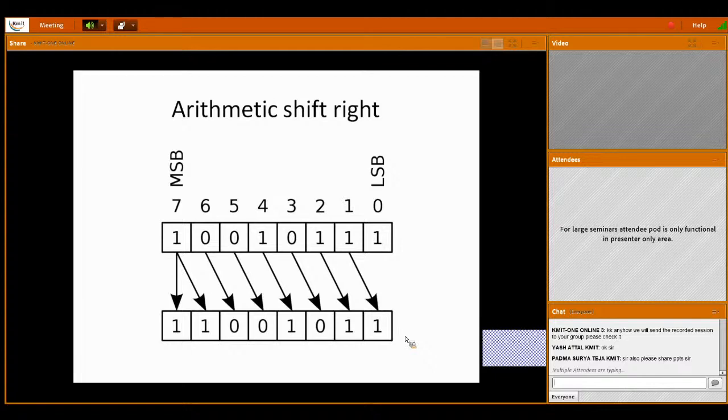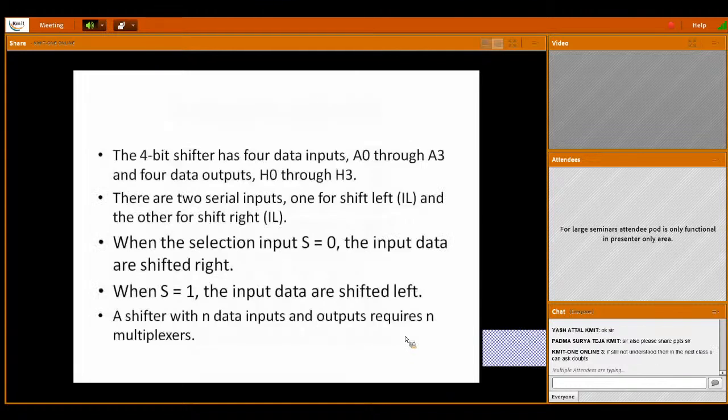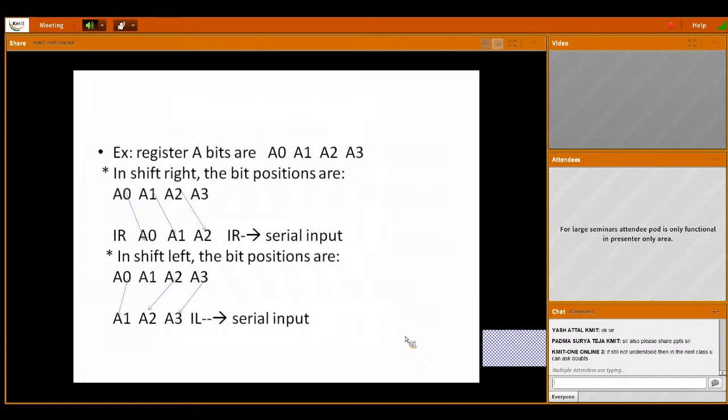So we'll stop here. If you want, I'll expand the arithmetic logic shift unit again in the next class.